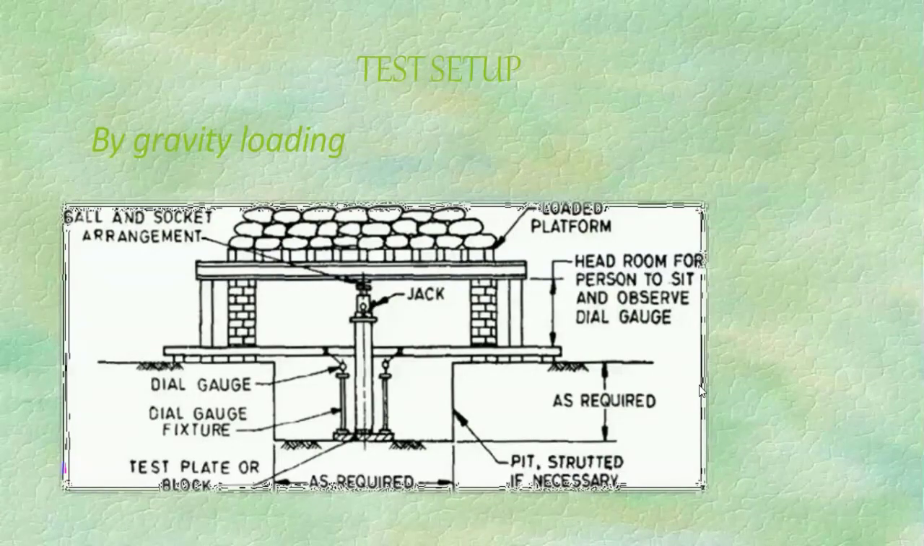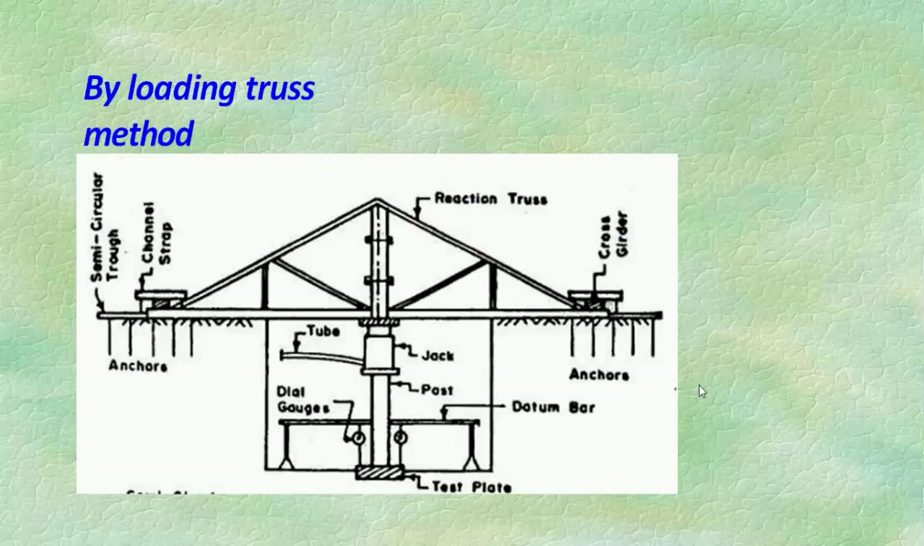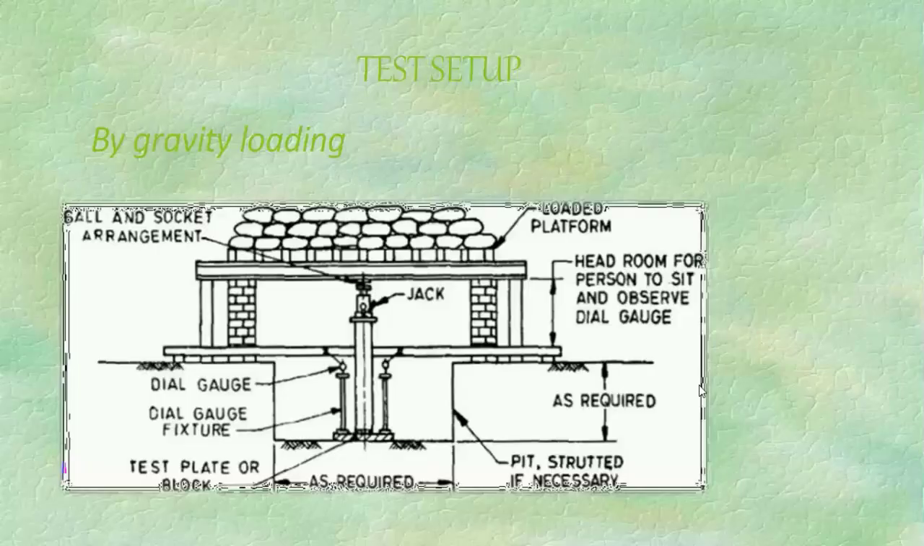So this is the test setup. The test site is cleaned and leveled so that the main loading plate is in full contact with the ground surface. The top layer may be removed up to a certain depth if the test is being conducted on loose or natural soil.